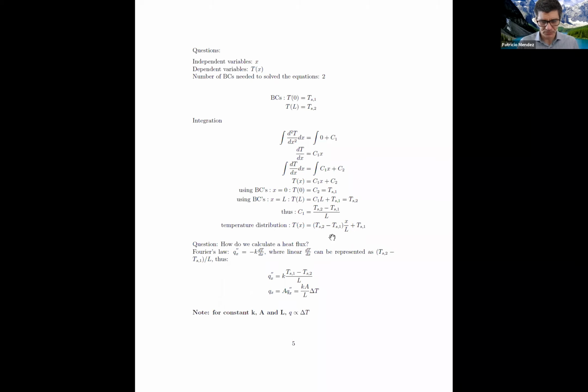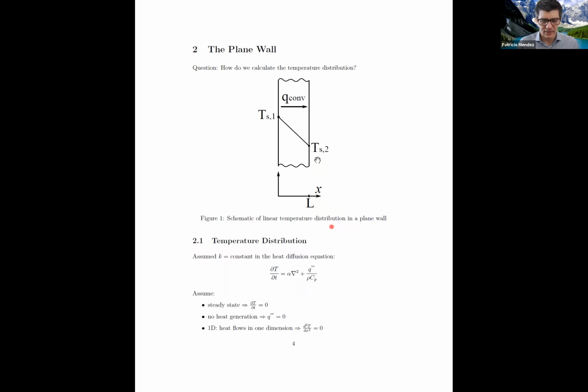It tells us something we have speculated before, but now we are proving it rigorously: that the temperature profile inside the wall, when the thermal conductivity is constant, is a straight line.